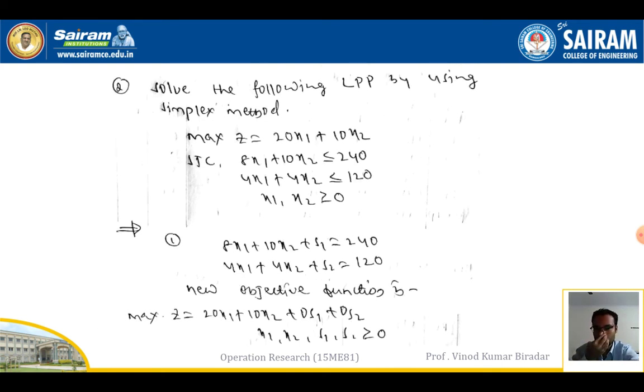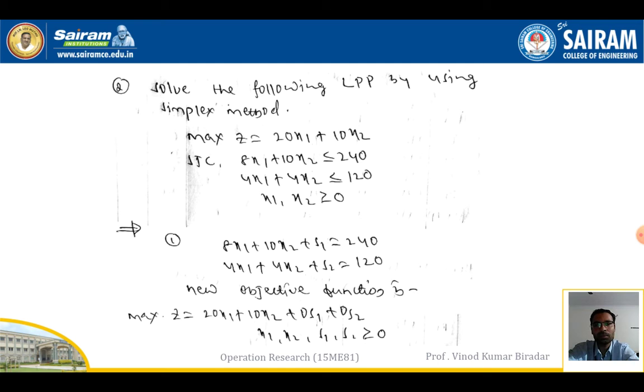So in the given question, maximum of z is equal to 20x1 plus 10x2, subject to the constraints 8x1 plus 10x2 is less than or equal to 240, and 4x1 plus 4x2 less than or equal to 120, where x1 and x2 are greater than or equal to 0. As we know, if the sign is less than or equal to, we have to add a slack variable; if it is greater than, a surplus variable. So convert the given inequalities into equation form.